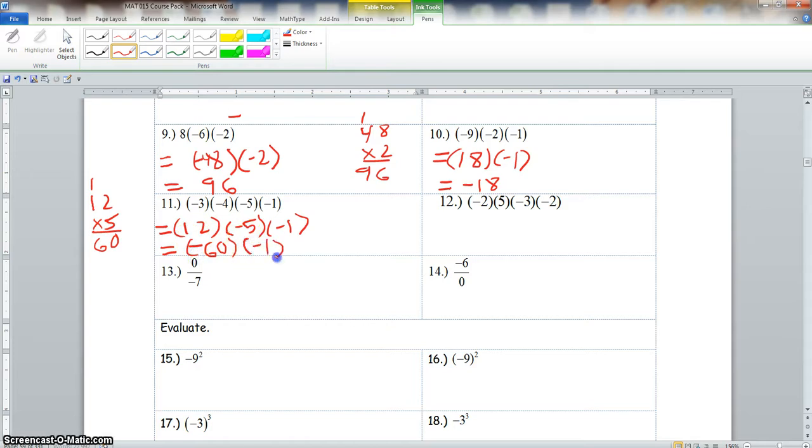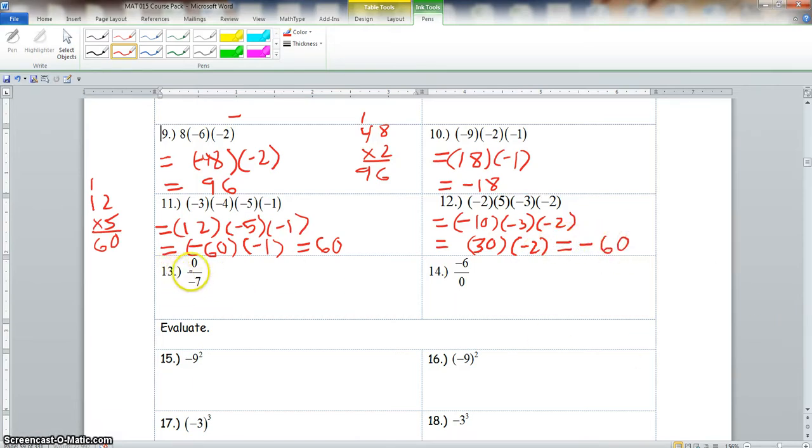We bring down our negative 1. A negative times a negative is positive, and 60 times 1 we know is 60. Now we go to number 12. We have a negative 2 times a positive 5, which we know is negative 10. And we bring down our negative 3 and also our negative 2. A negative times a negative is positive. 10 times 3 is 30. Then bring down our negative 2. A positive 30 times a negative 2 will give us a negative 60.